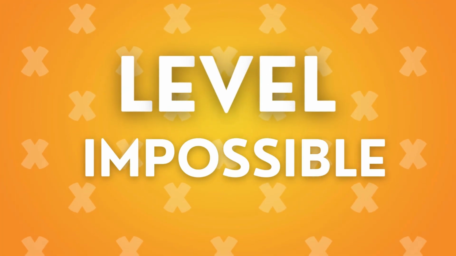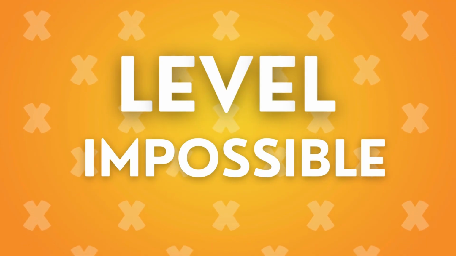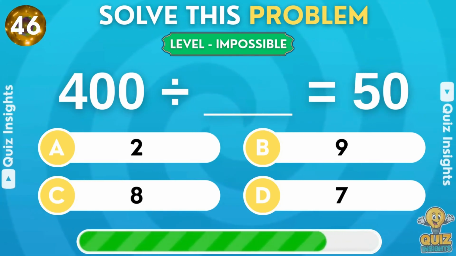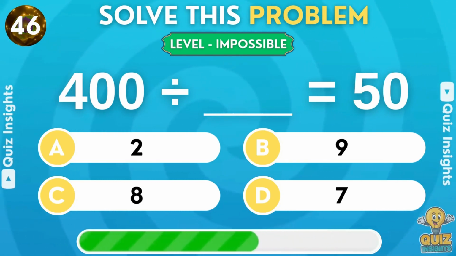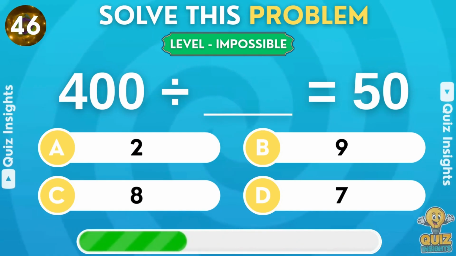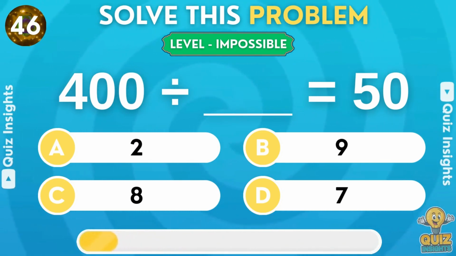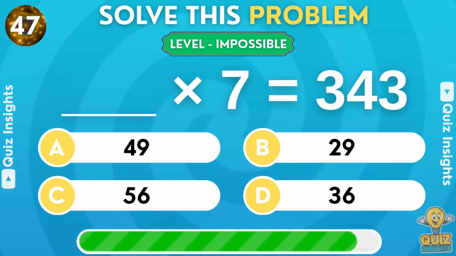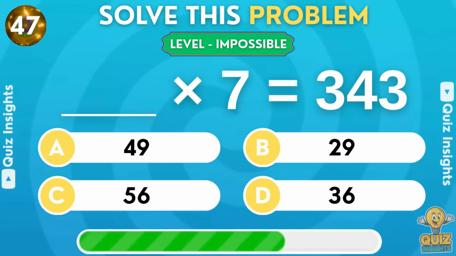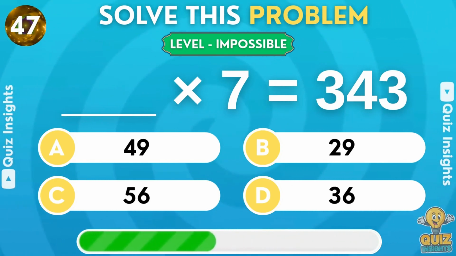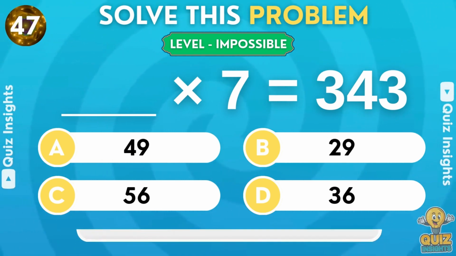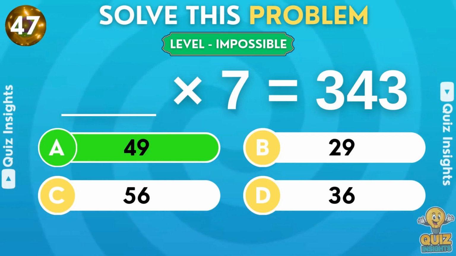Level impossible. Try your best. 400 divided by what number equals 50? Correct answer is 8. What number multiplied by 7 equals 343? Correct answer is 49.